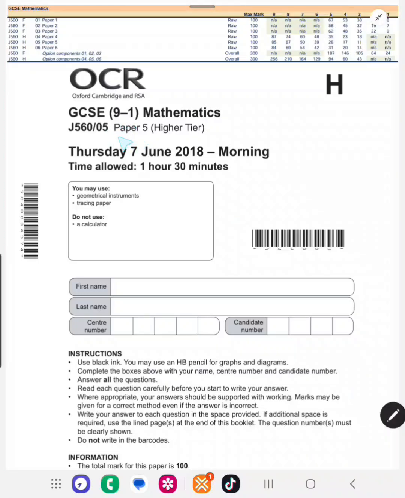So we're doing OCR's paper 5, the non-calculator paper from June 2018. And if we have a look at the grade boundaries, we need 17 marks for a 4, 28 marks for a 5, 39 marks for a 6, and so on.